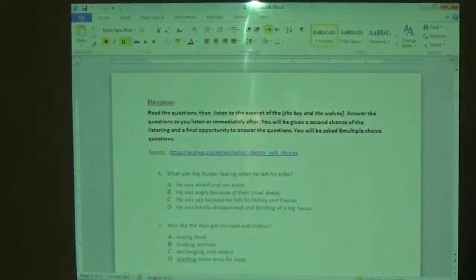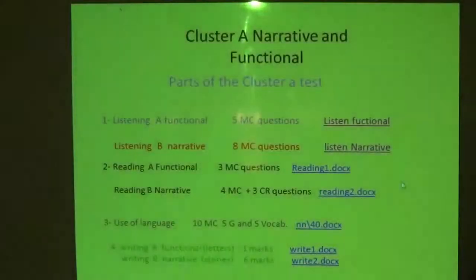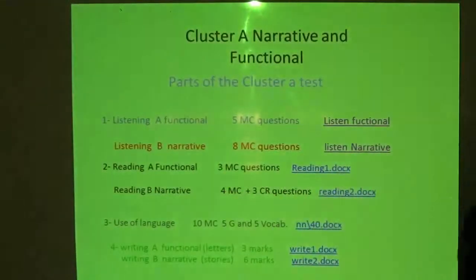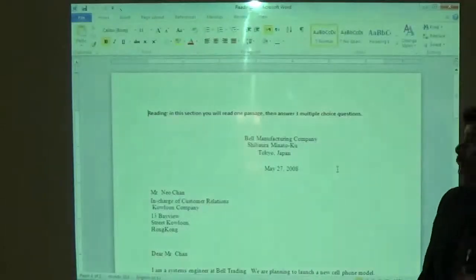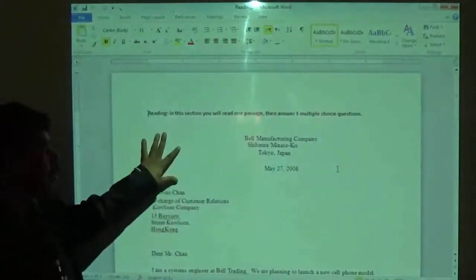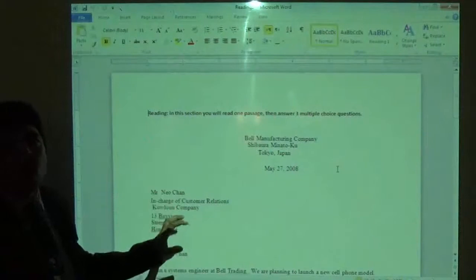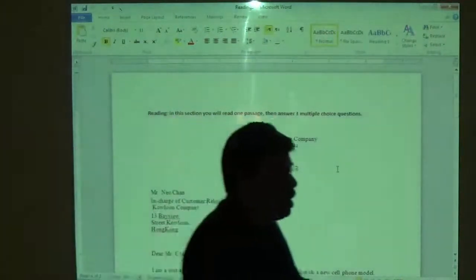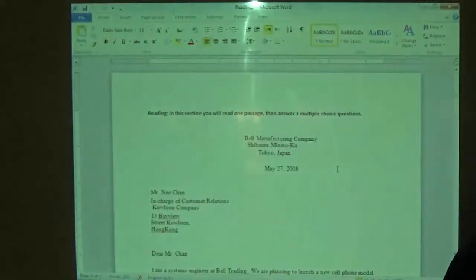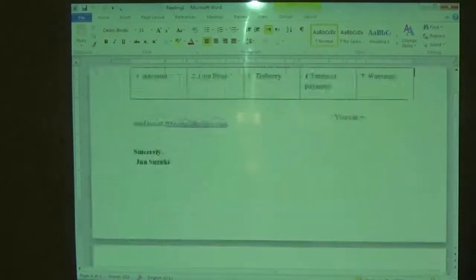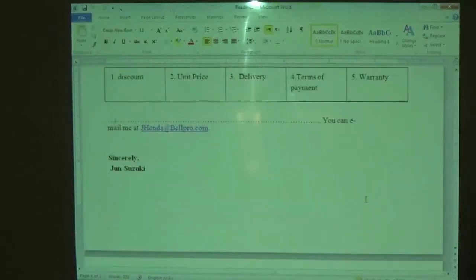Okay. Now about the reading. The reading functional like this. I will have a sample reading functional. It's a letter, and one of the famous questions that come when you have a letter like this is: what kind of letter, what type of letter do we have here? If we look at this sample, I'll make it large like this.